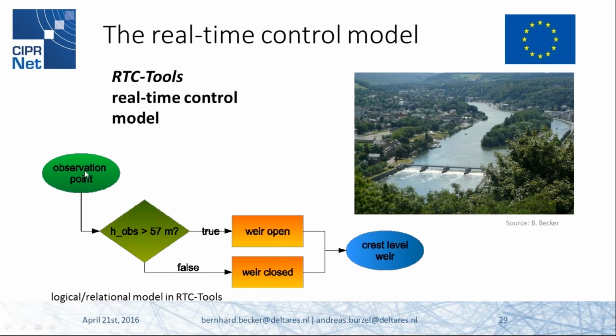So we have the observation point upstream, and we evaluate the water level here. Is the water level larger than 57 meters? Yes, then we open the weir, and if not, the weir is closed. In both cases, the crest level is an output of this model, and we feed it to SOBEK for the hydraulic model.